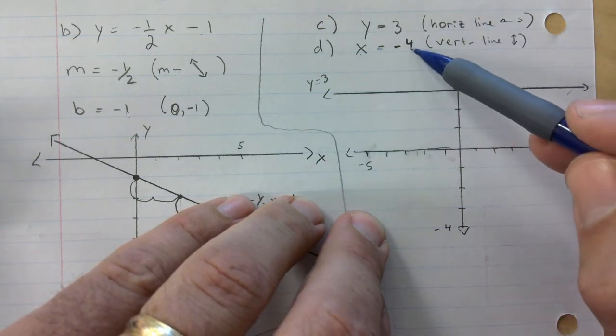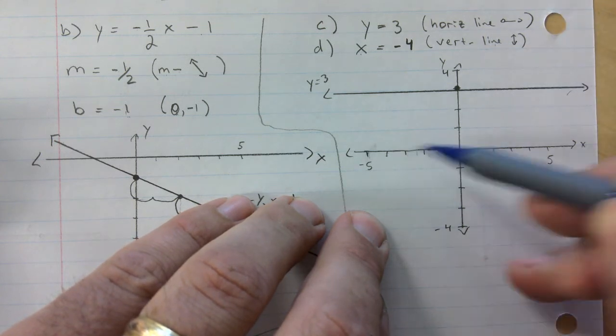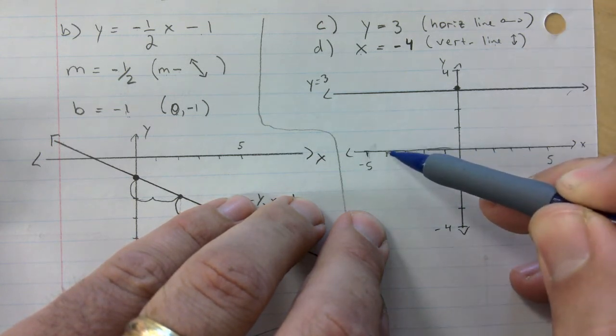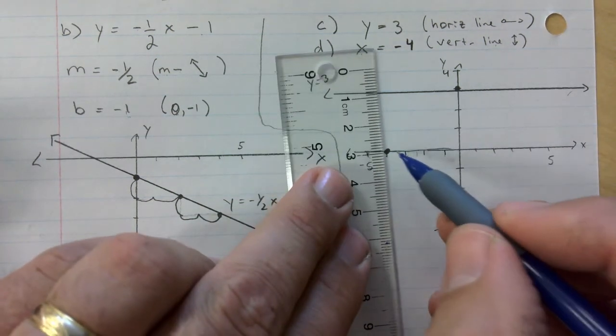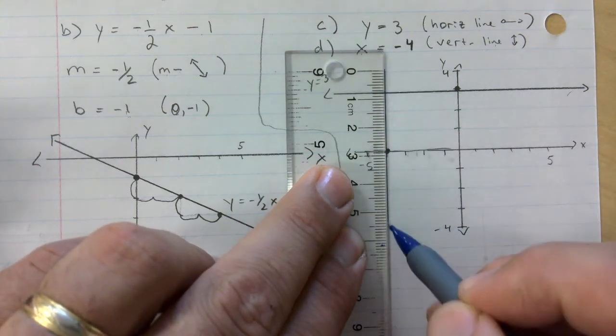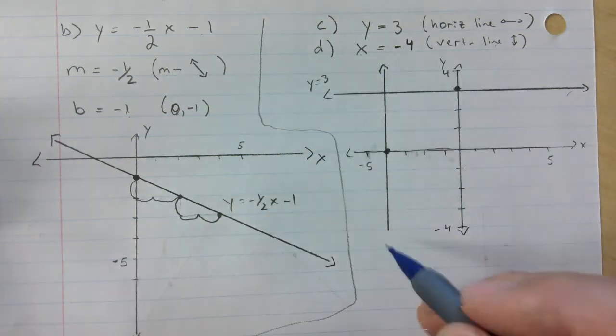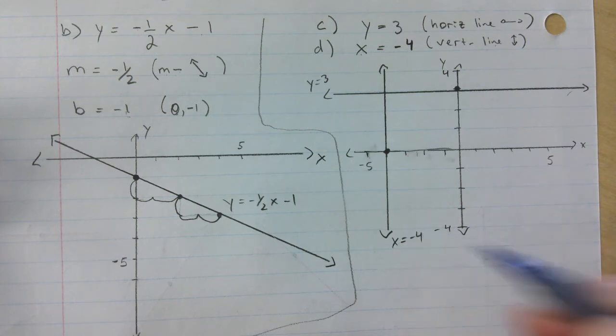X is equal to -4 is a vertical line, and it goes through -4. 1, 2, 3, 4, which is right here. So this is the line x is equal to -4.